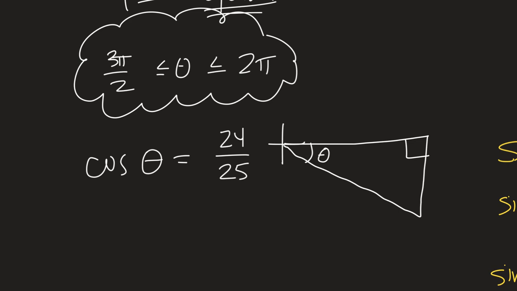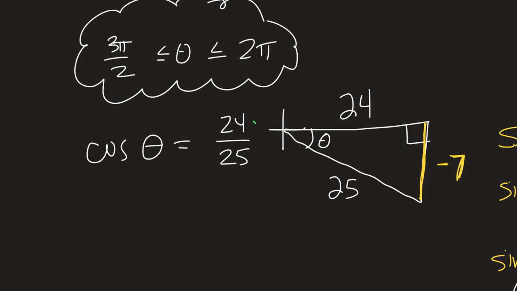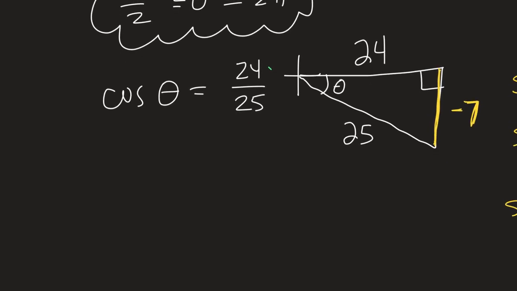Cosine is the x over the hypotenuse, which means our x value is 24 and your hypotenuse is 25. And when we use the Pythagorean theorem, we come up with a calculation for your y value, right? We can find this side, and that's going to be -7. It's negative because we're in the 4th quadrant. Okay, so now that I have my triangle, I can find out any one of my things.